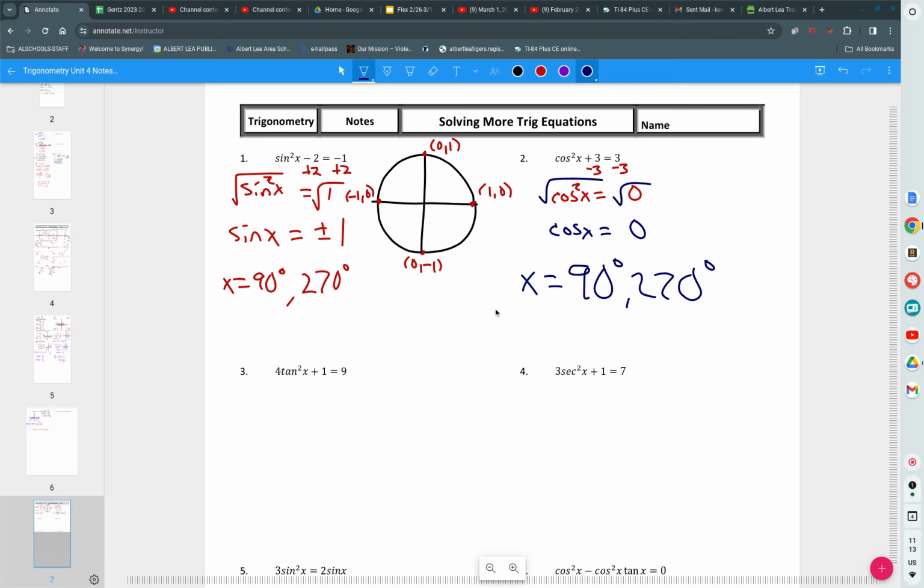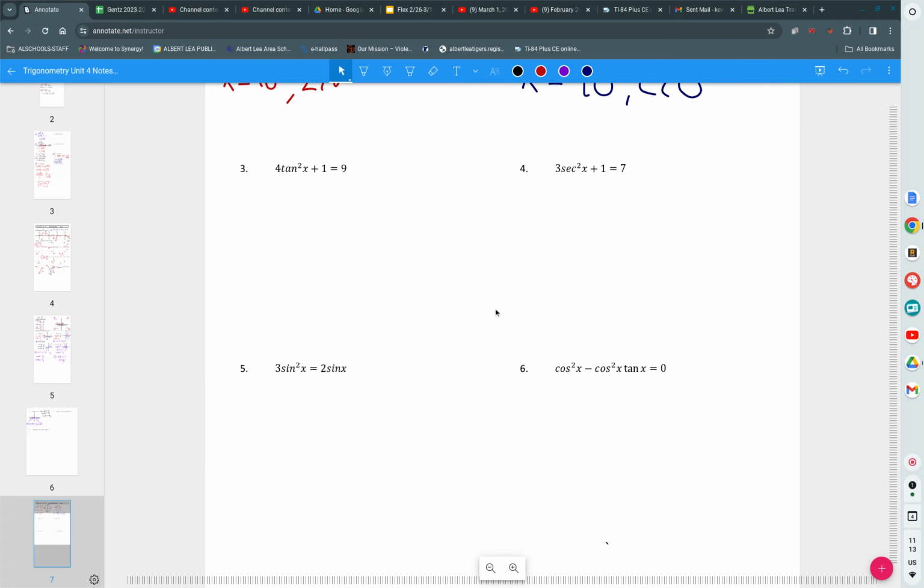Let's check out number 3. What do you want to do to both sides there? We subtract 1, and we get 4 tangent squared of x is equal to 8. Then what do I do? Divide by 4, and I get tangent squared of x is equal to dos, which is Spanish for 2.